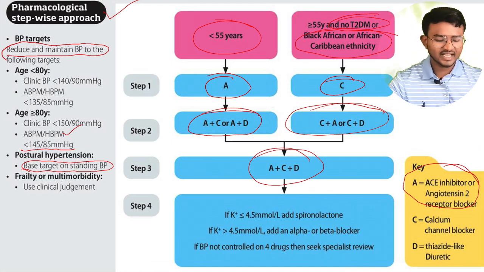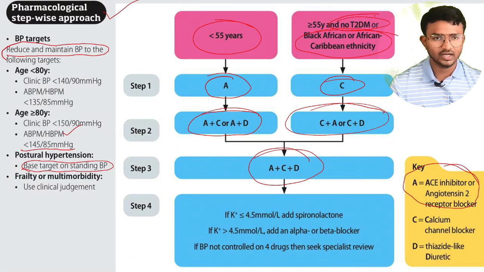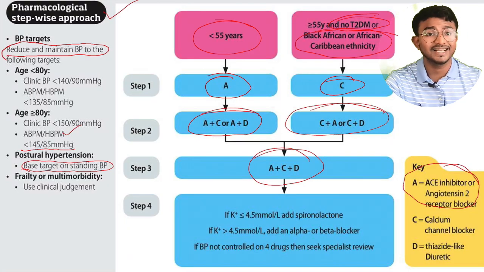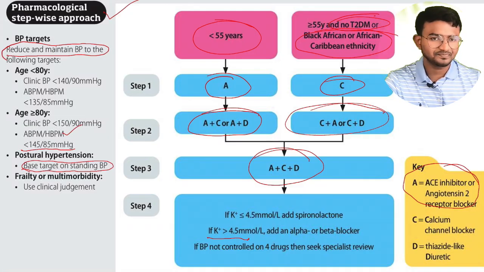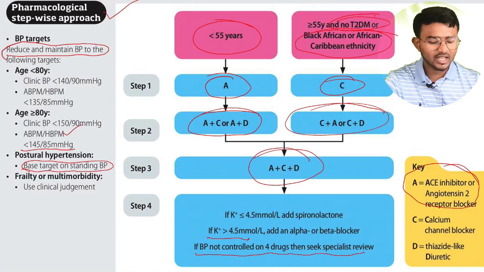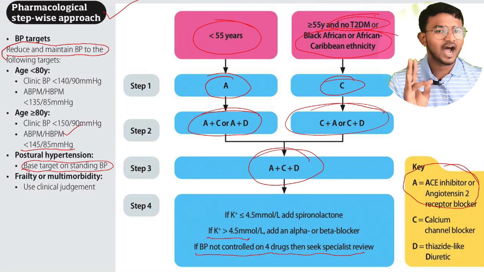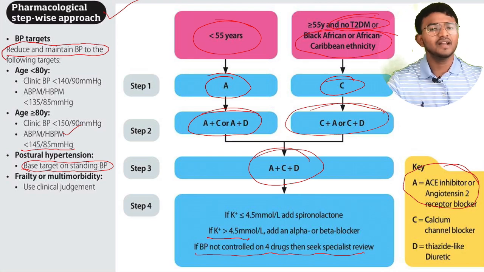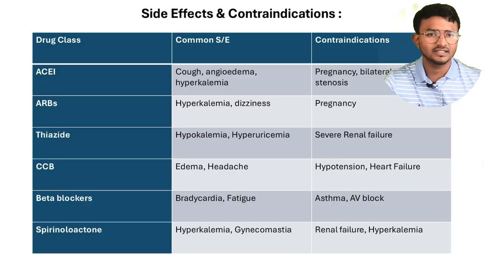Okay, in severe cases if potassium is less than 4.5, we can add spironolactone, because it's a potassium sparing diuretic and it can increase potassium, so that's fine. If potassium is greater than 4.5, we can add alpha or beta blockers. If blood pressure is not controlled, we have to use these 4 drugs: ACE inhibitors, ARBs, calcium channel blockers, diuretics, or we have to refer to a hypertension specialist.